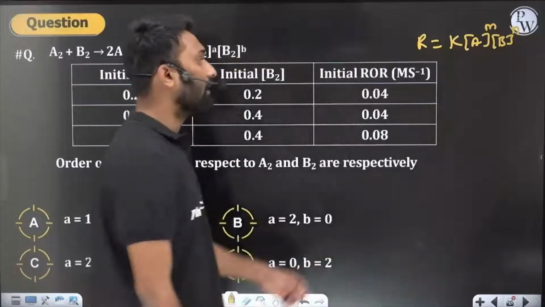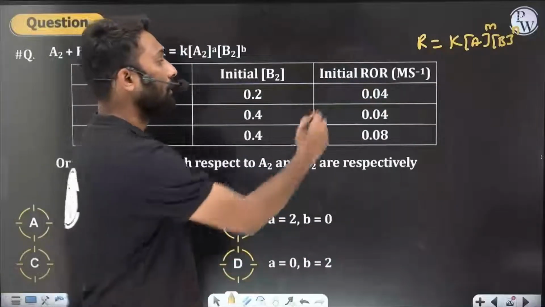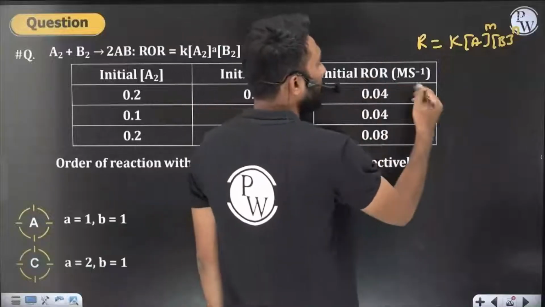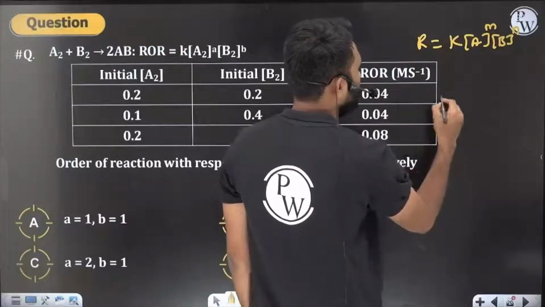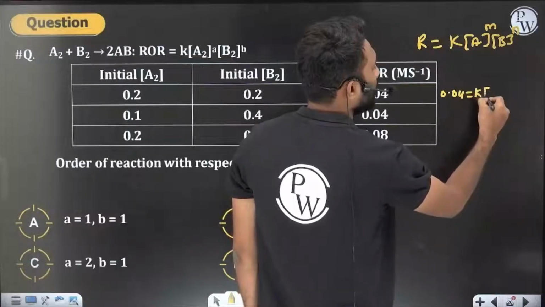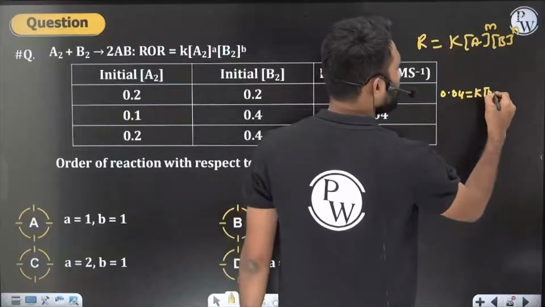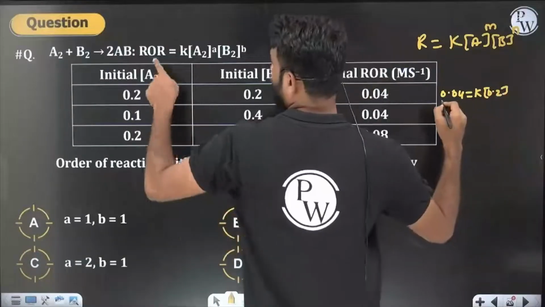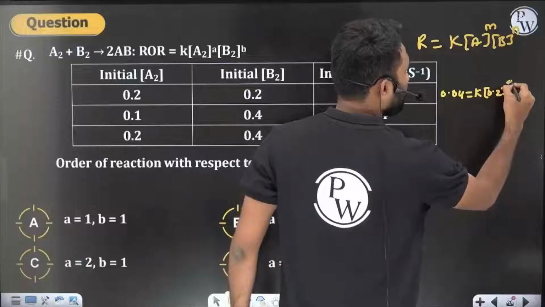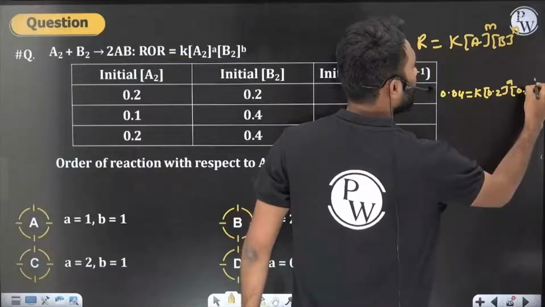Now like this, we can write the rate law here too. Write the rate law for this one. Rate, how much again? 0.04 is equal to k. Now concentration of A, how much again? 0.2 raised to the power a. Now concentration of B, how much again? 0.2 raised to the power b.